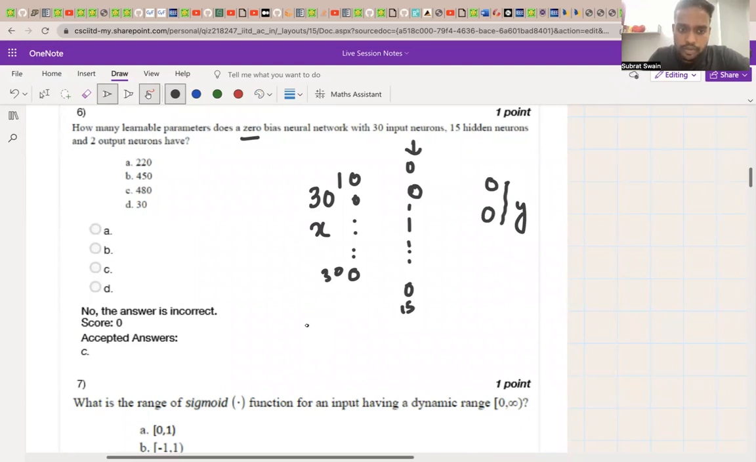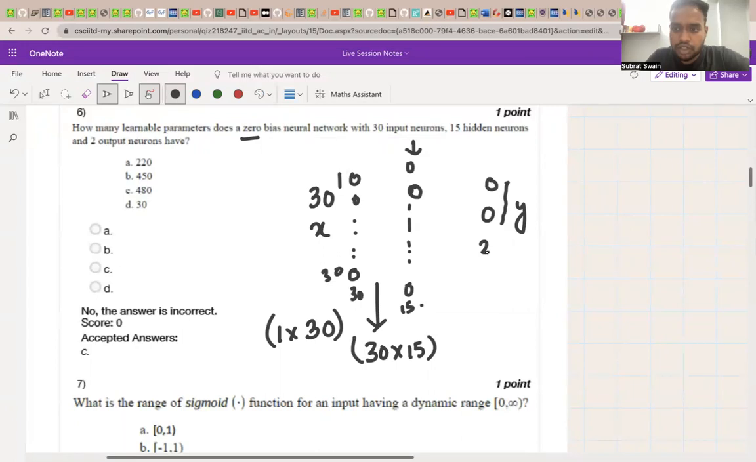So the input will be 1 cross 30. And the weights, since this is 30 neurons and this is 15, will consist of a matrix of 30 cross 15. Since it is 15 and then 2, it will be a 15 cross 2 matrix.